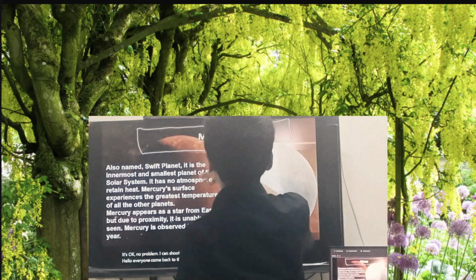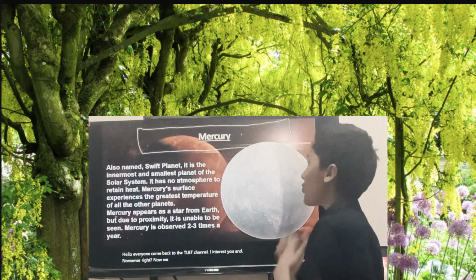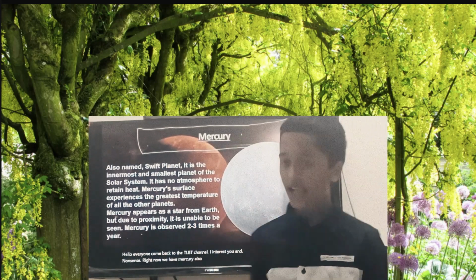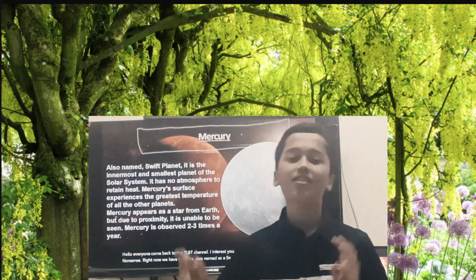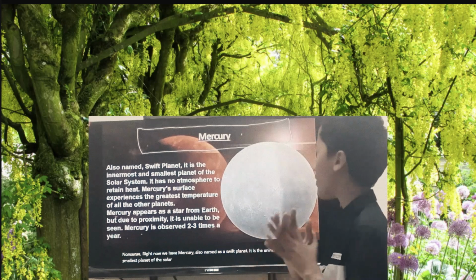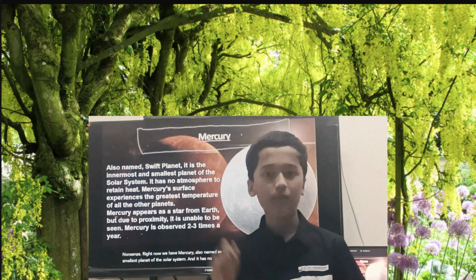Right, now we have Mercury, also named the swift planet. It is the innermost and the smallest planet of the solar system, and it has no atmosphere to retain heat. This is where we go.